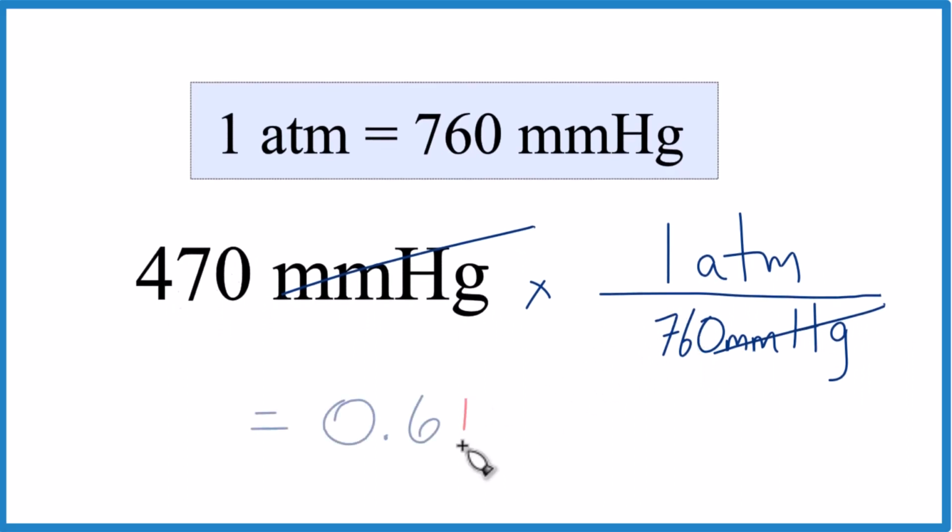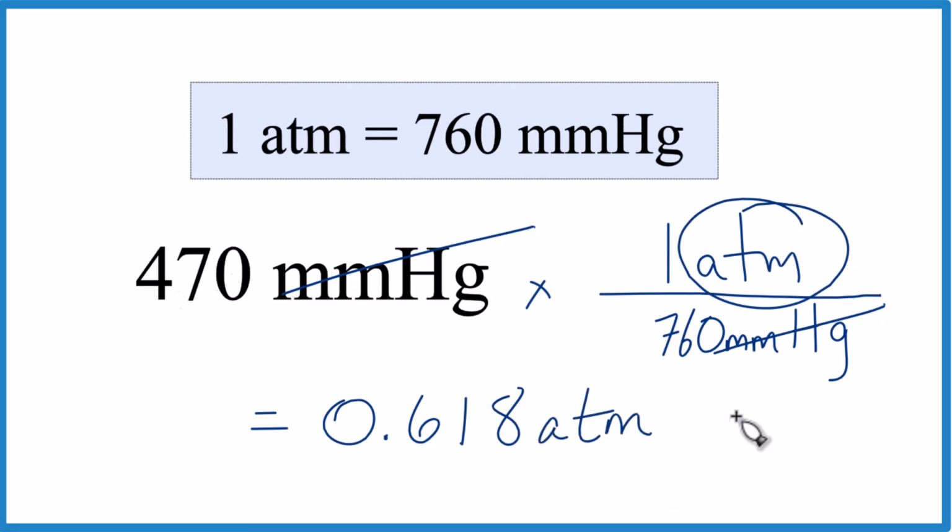We get 0.6184. Let's just call it 0.618. And the units, atmospheres, those are the only units that are left. That's how we know we did it correctly.